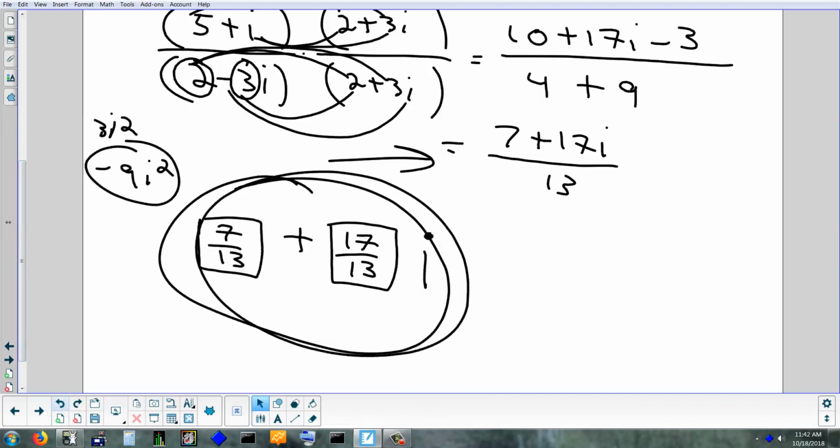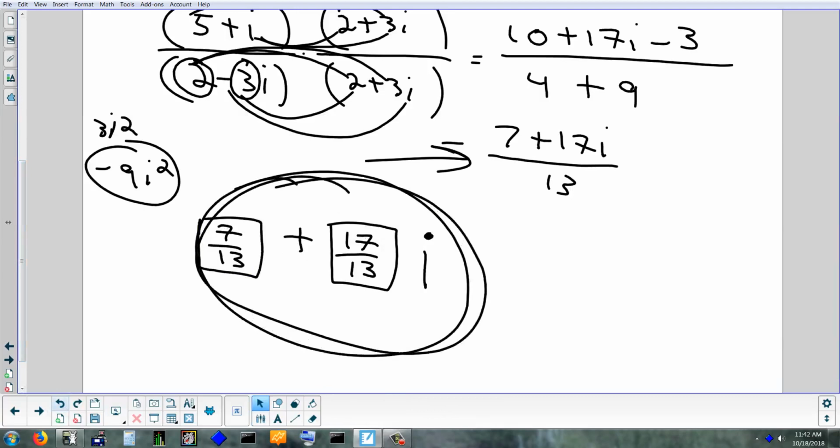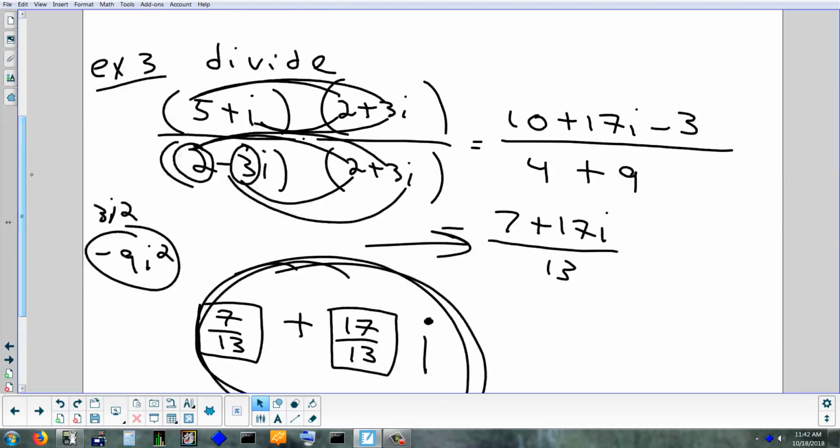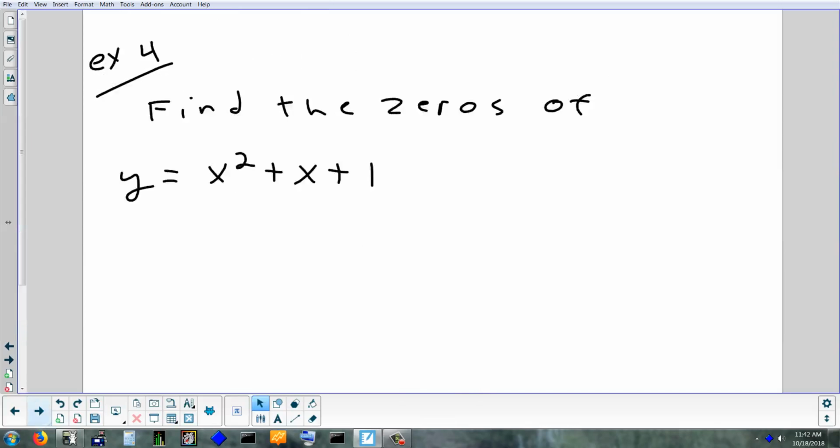Any questions on that one? So dividing is really just multiplying by the conjugate. Great. So now let's look at the same kind of problems we've been doing all week.